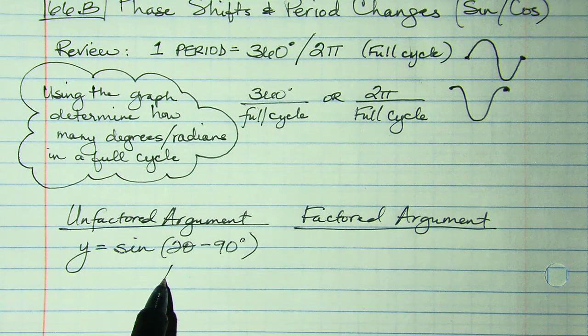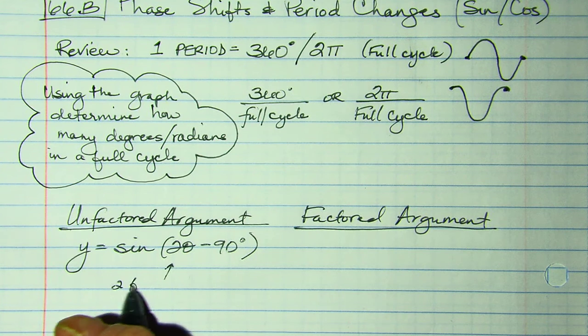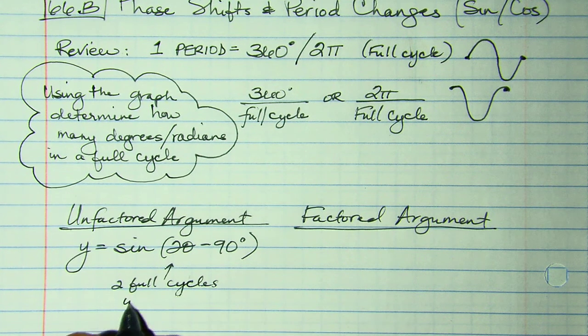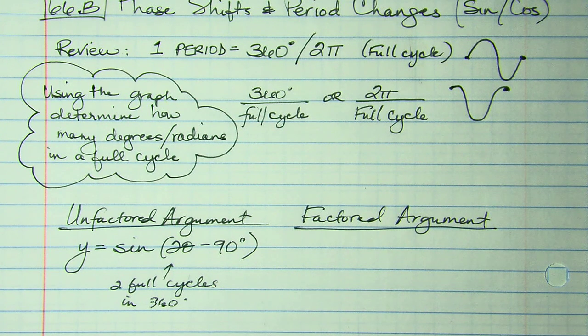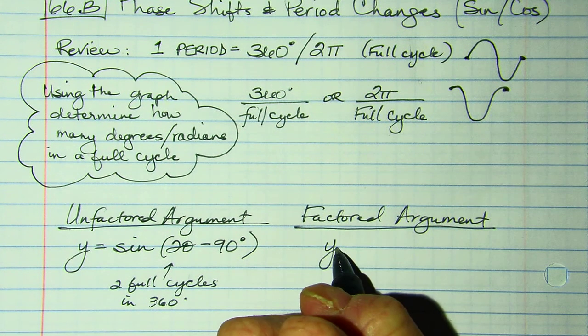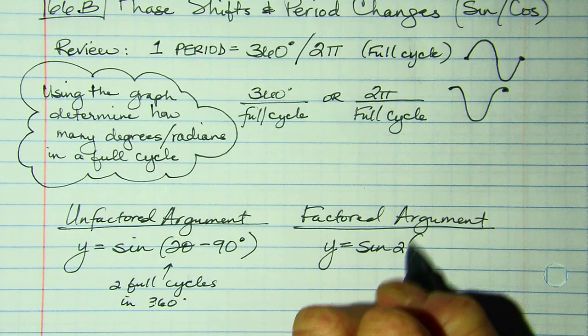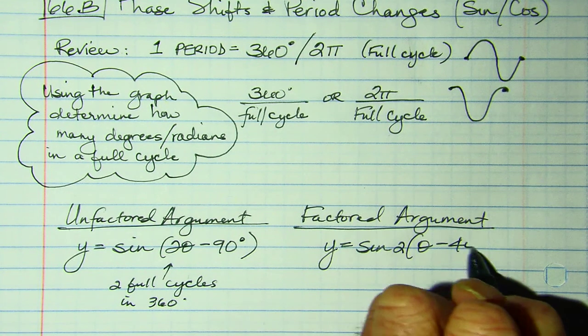Now 2 theta means that there are two full cycles in 360 degrees. That's what that means. When I write that, it means that when I looked at the graph, it was able to complete 2 full cycles in 360 degrees. The factored version would look like this: y equals sine of 2 parentheses theta minus 45 degrees.